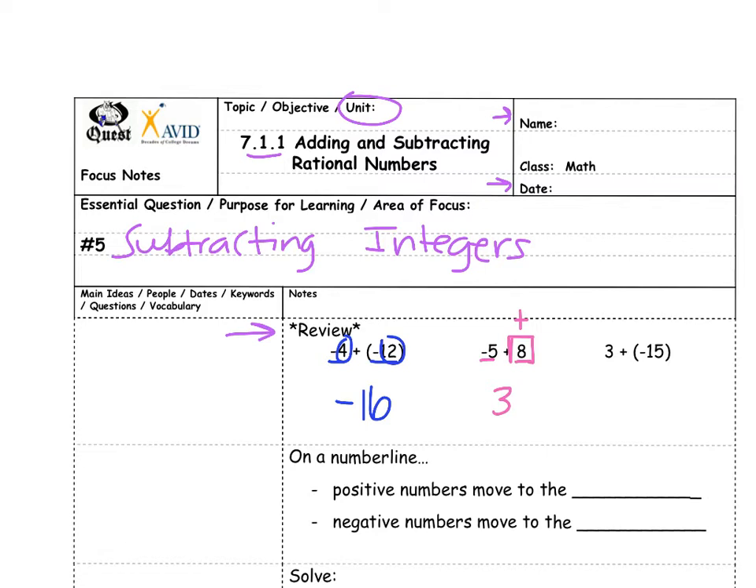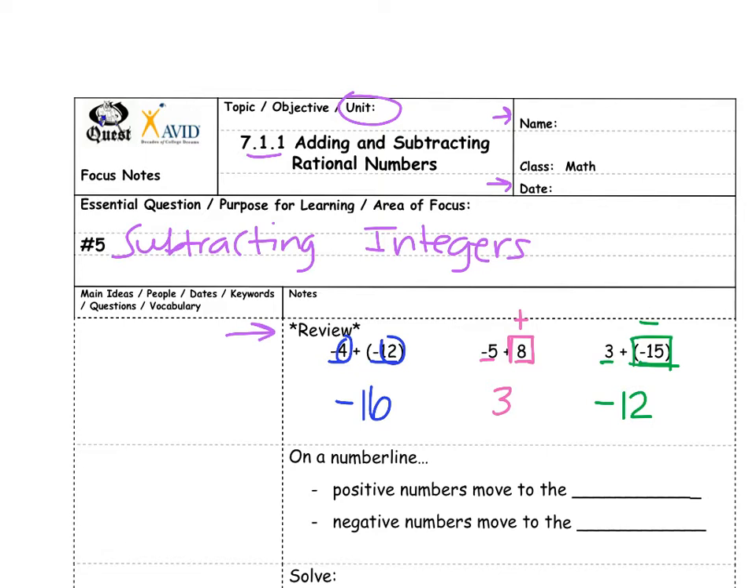And then the third one, +3 plus -15. They're different signs, so I'm going to technically subtract. 3 and 15 have a difference of 12. And then I look at the number with the greater absolute value. In this case, it's -15. It's a negative number, so I have a negative answer. So my final answer should be -12.